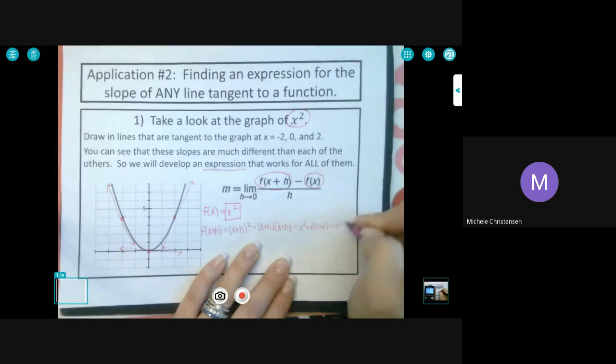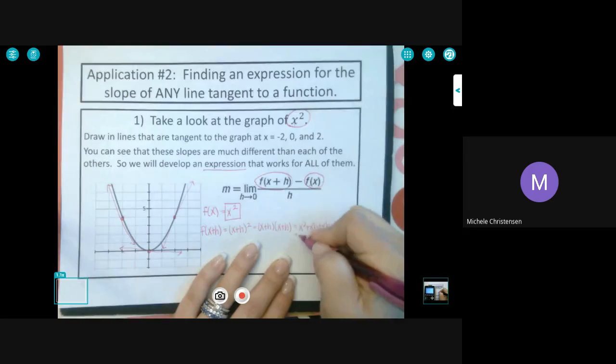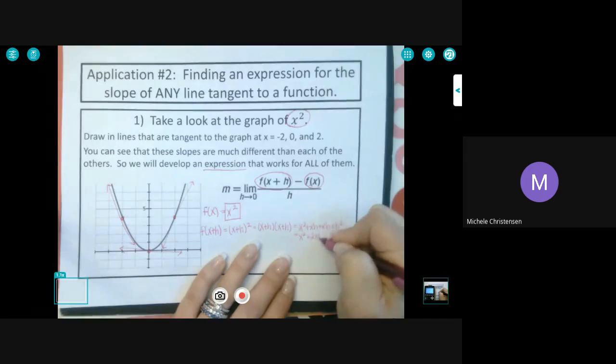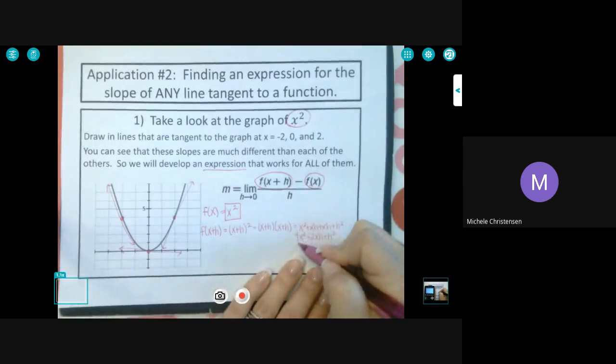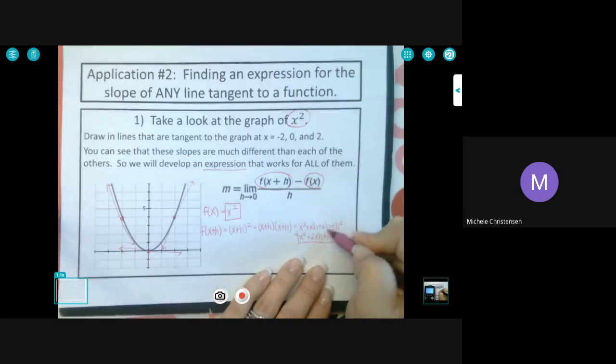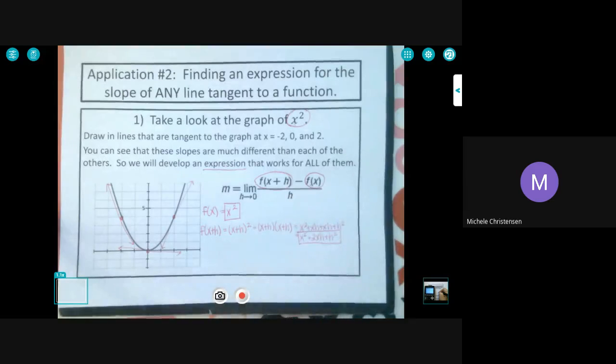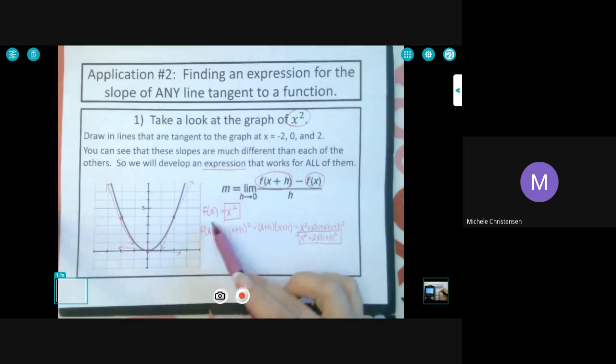And again, you're going to have h's and now x's as part of your final expression, and that's okay. So we're taking the value of what each of those function notations equals. And we're going to substitute those into the limit formula now.